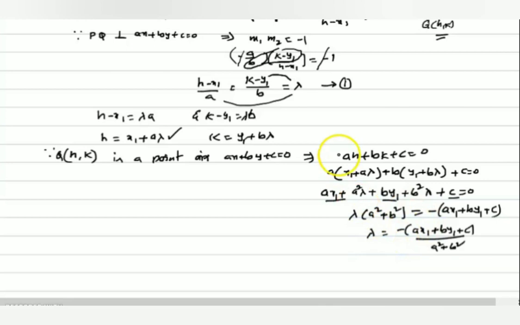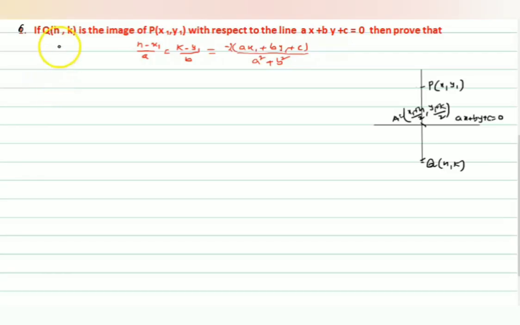So when you substitute this lambda in equation 1, we get the result: (h minus x1) by a is equal to (k minus y1) by b is equal to lambda, that is minus of (ax1 plus by1 plus c) by (a square plus b square). That's the end of the foot of the perpendicular. Now, if Q(h, k) is the image of P(x1, y1) with respect to the line ax plus by plus c is equal to 0, then we have to prove that (h minus x1) by a is equal to (k minus y1) by b is equal to minus 2 times (ax1 plus by1 plus c) by (a square plus b square).